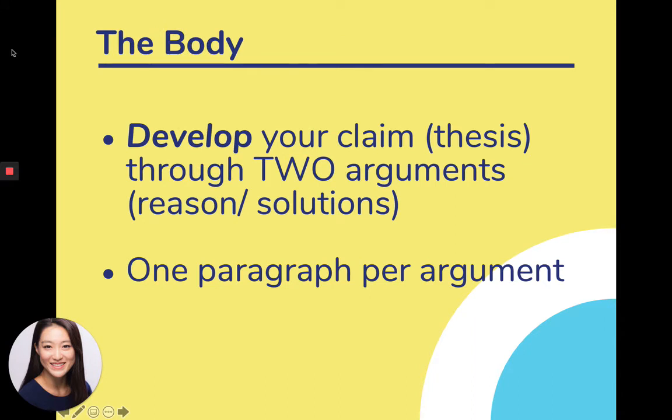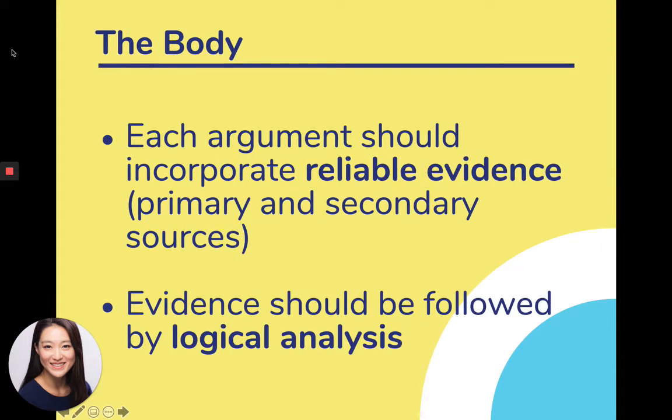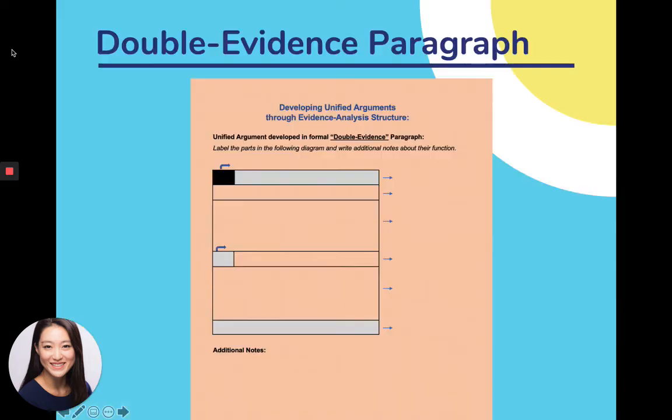In the body of the essay, you develop your thesis through 2 arguments, 1 paragraph per argument. So in our assignment, you should have 2 body paragraphs. In each body paragraph, your goal is to incorporate reliable evidence through the research you collected through primary and secondary sources, followed by logical analysis of evidence. So as you can see, the reliable evidence component, you're establishing credibility, so it's ethos. And through logical explanation and reasoning of your evidence, you're appealing to the reader's sense of logic, so that's logos.